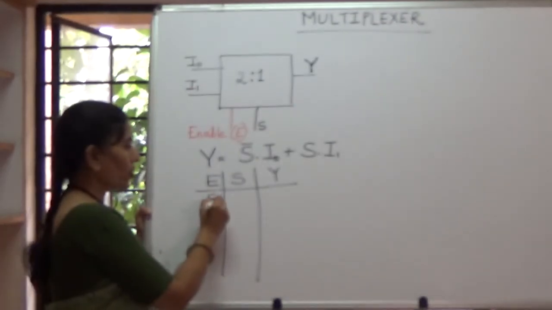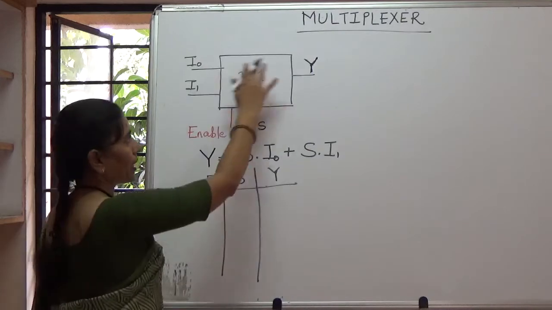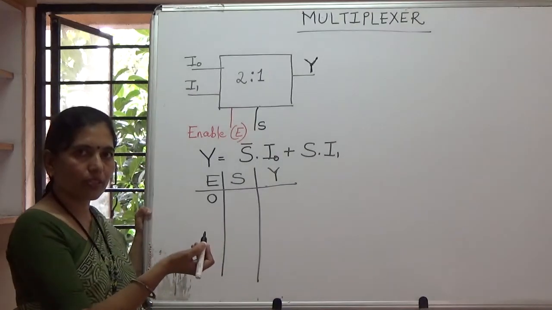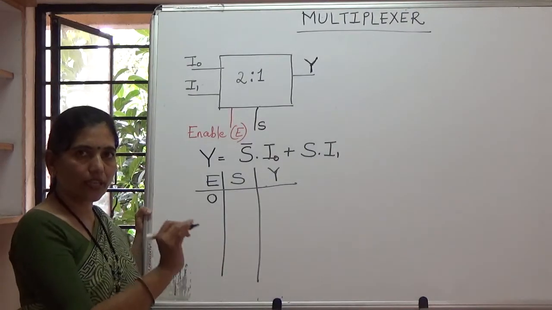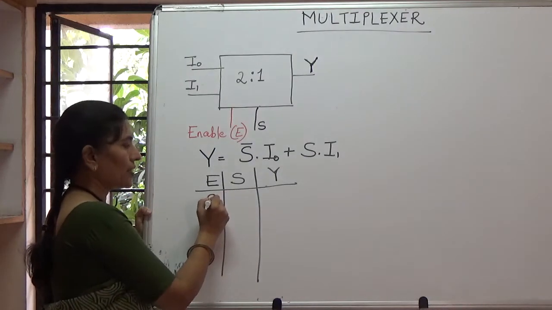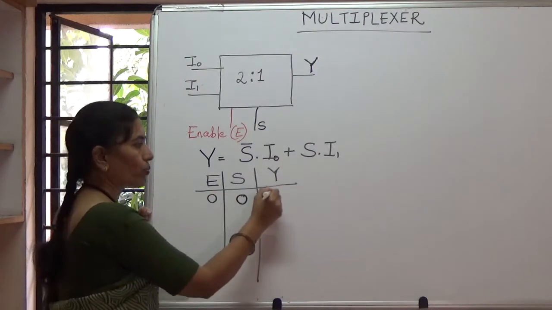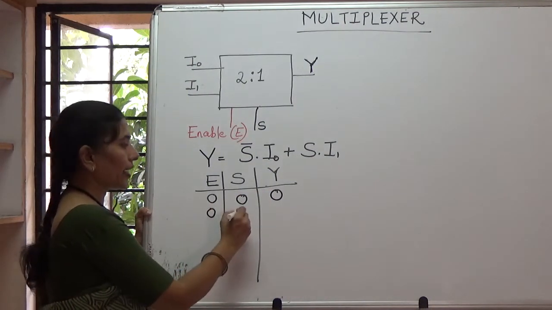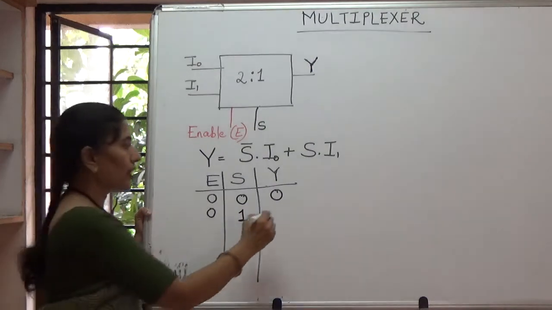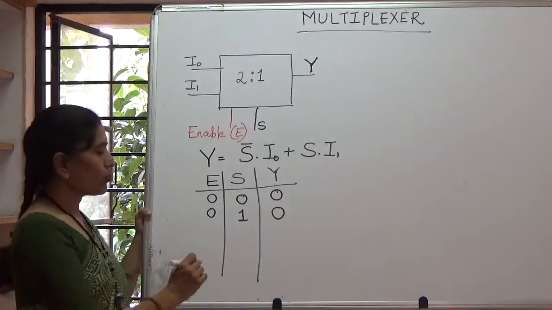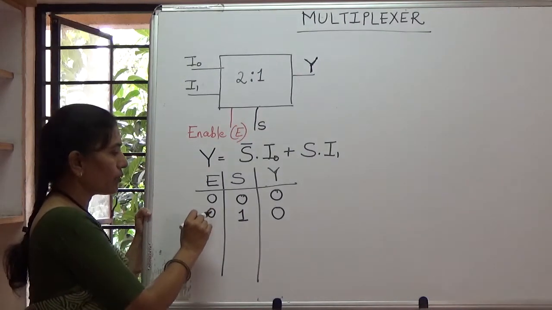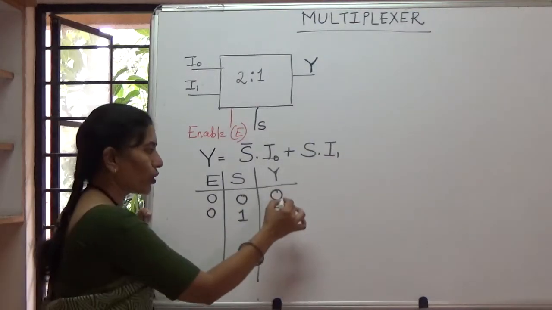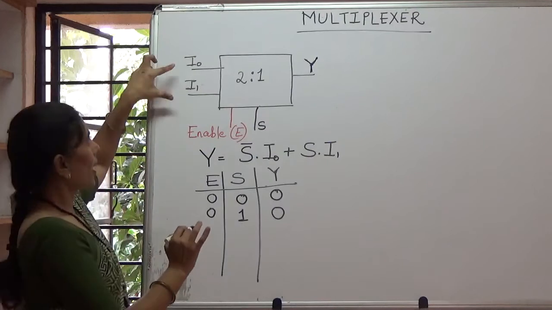So if E is 0, the multiplexing function is disabled. So irrespective of what the select input is, output Y should be a 0, that is what we want. So if E is 0, S is 0, output Y should be a 0. If E is 0 but the select line is 1, even in this case the output Y should be a 0, which means that if the enable input is not a 1, then the output will not follow the input lines I0 and I1.